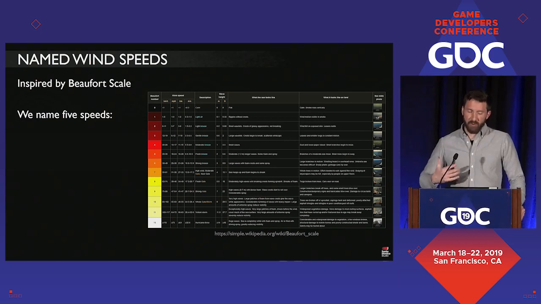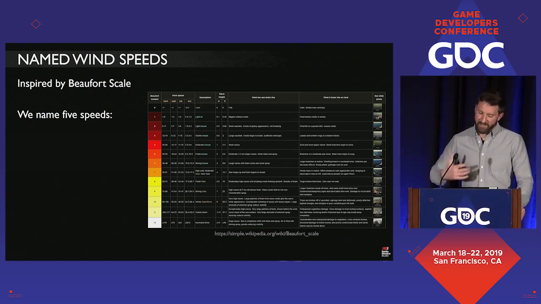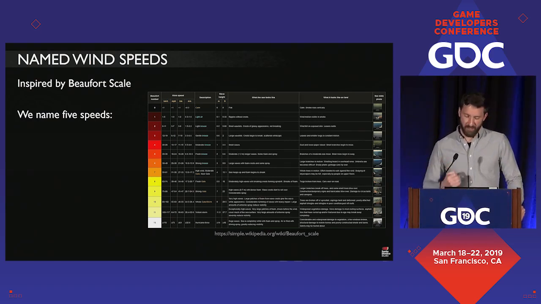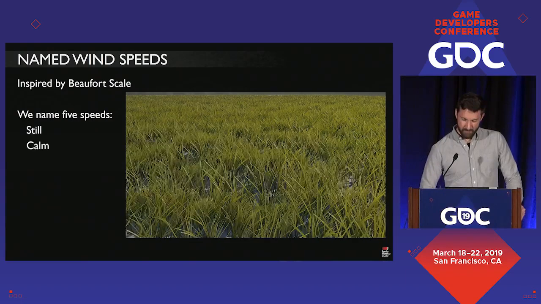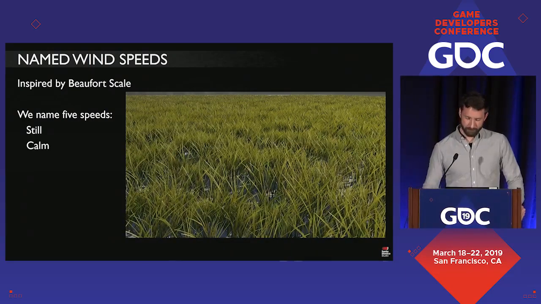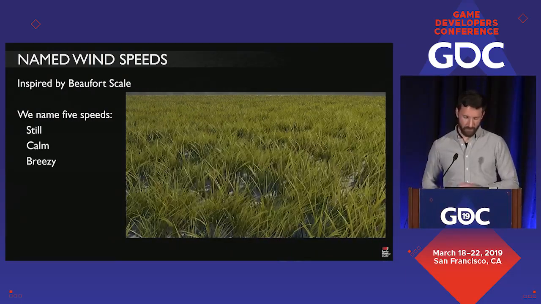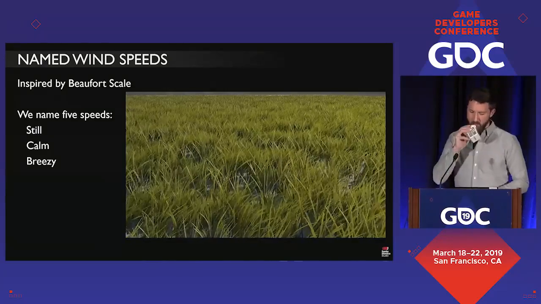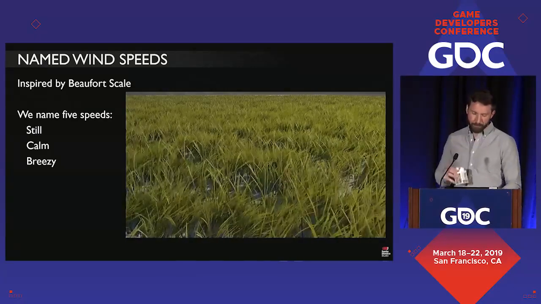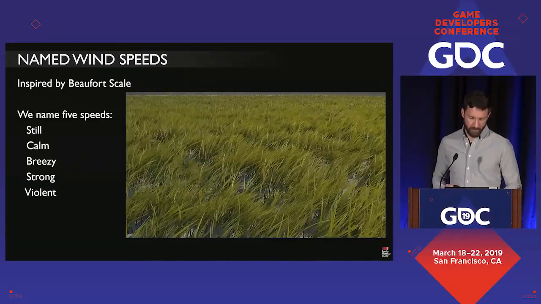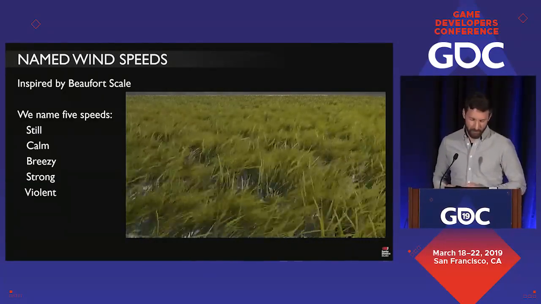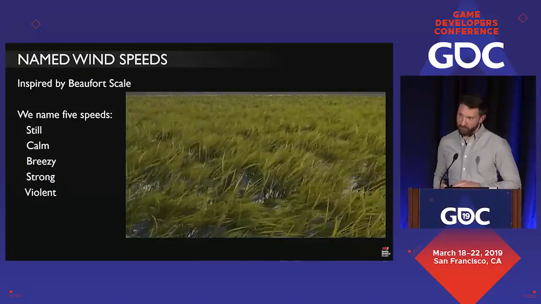We would use these to direct wind intensity in our levels and keep models looking like they exist in the same space. Our speed categories are still, this is my favorite video, calm, breezy, strong, and violent, because it wouldn't be a God of War game without a little violence.